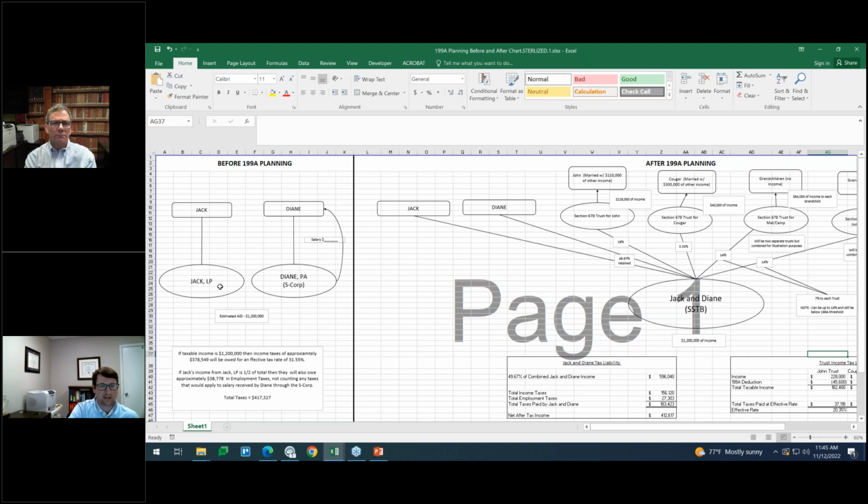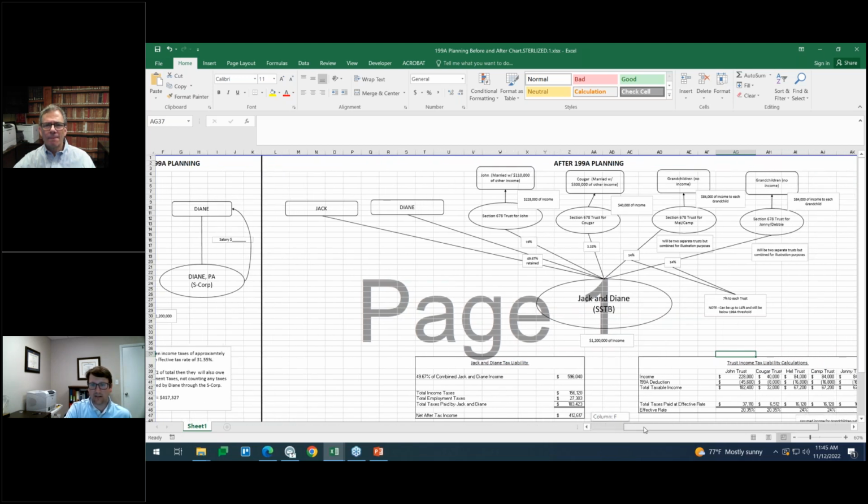Because if we look at this and assume that, say, $600,000 of the income comes from Jack, that's all subject to employment taxes, self-employment taxes. That's almost $40,000 a year that Jack's paying in employment taxes. So paying a salary and distributing the rest of the income not subject to self-employment taxes could be a nice savings tool as well. But as things are set up today, they're paying around $417,000 of taxes annually.